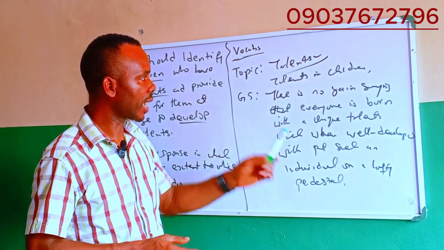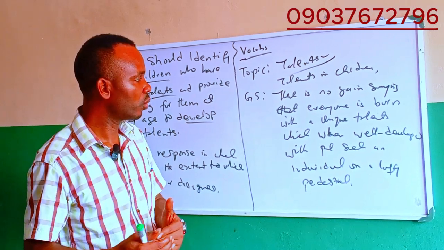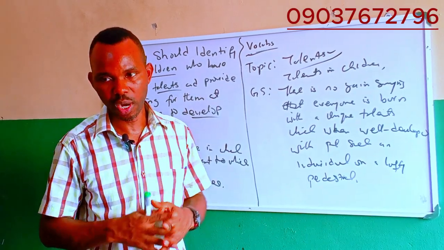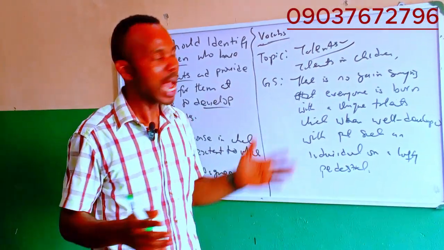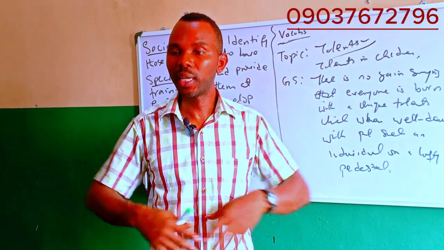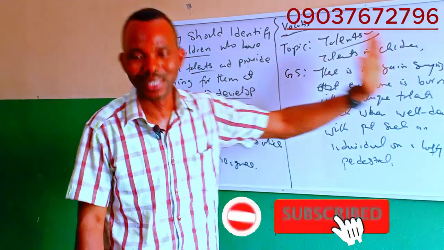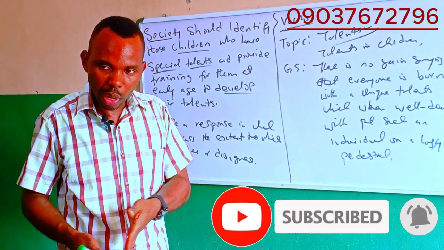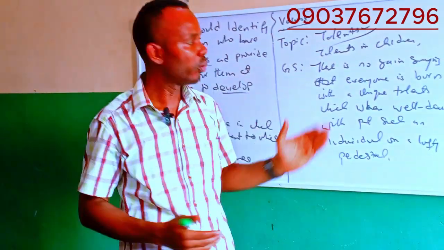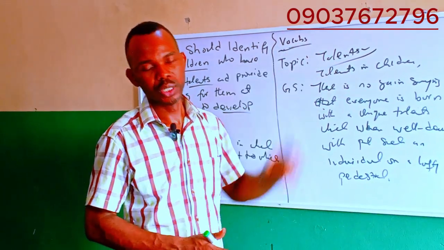There is no great saying that everyone is born with a unique talent, which, when well developed, will put such an individual on a lofty pedestal. That is a general statement about talent. Another person can come up with a general statement about that same talent in a different form. Do you understand? So this, my general statement, is the first sentence in my introduction. Your essay doesn't have a heading or title. So you just begin your response with a general statement, which is usually a function of the topic as identified.